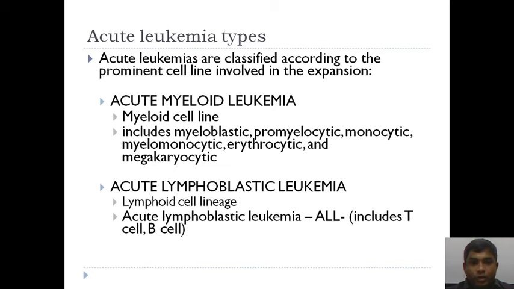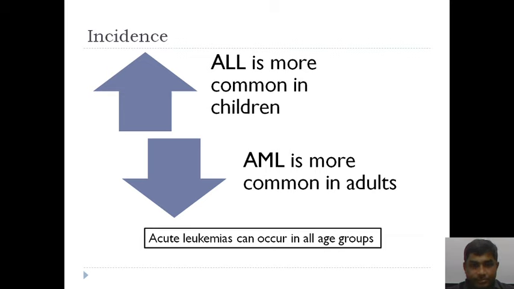So there are two main types of acute leukemia. One is acute myeloid leukemia, which arises from a myeloid cell line, and there are different types depending on what stage is involved. It could be myeloblastic, promyelocytic, monocytic, or erythroid and megakaryocytic. And a second one is acute lymphoblastic leukemia, which could be either B or T ALLs.